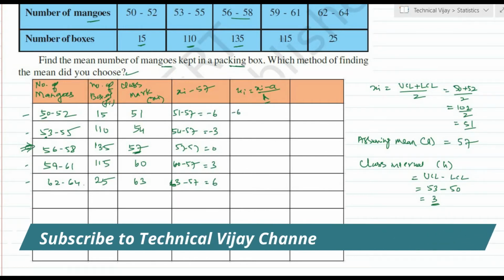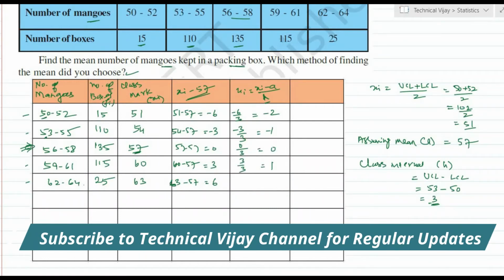So ui is equal to x minus a divided by h, means divided by 3. So minus 6 by 3 is equal to what? This is minus 2. Minus 3 by 3 is equal to minus 1. 0 by 3 is equal to 0. 3 by 3 is equal to 1. 6 by 3 is equal to plus 2.